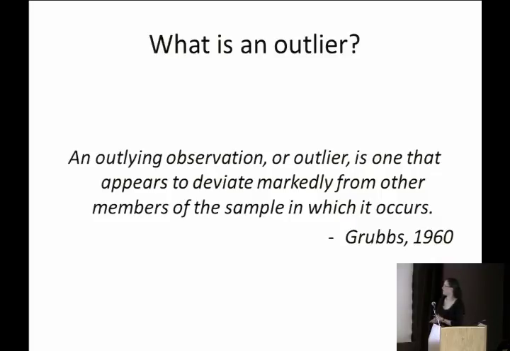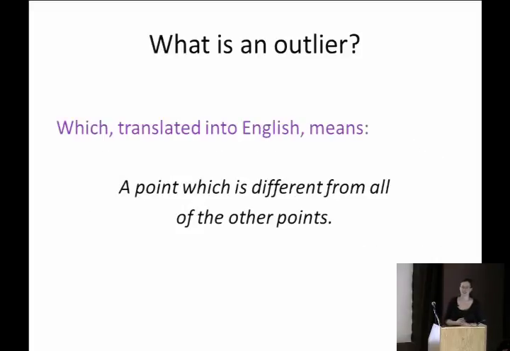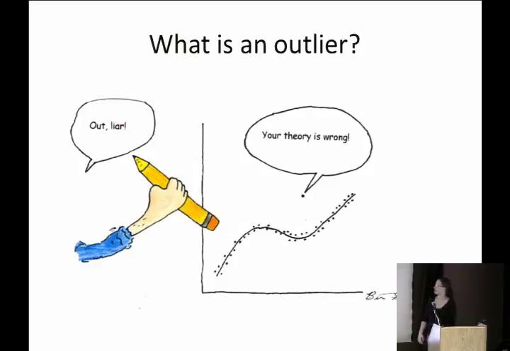All right, so the general definition of an outlier was given by Grubbs, who had a very unfortunate name, in a paper he wrote in 1960: an outlying observation is one that appears to deviate markedly from the sample in which it occurs. That is a very broad definition, which in English just means it's a point that's different from all of the other points around it. For example, if you have a bunch of data points that fit very nicely together, but there's one that's just messing with things, saying everything you thought you knew is wrong, that point would be identified as an outlier.